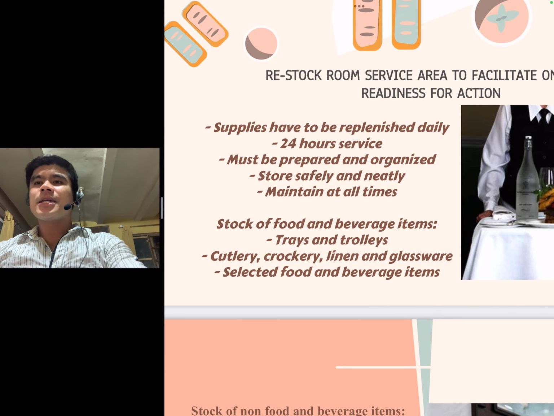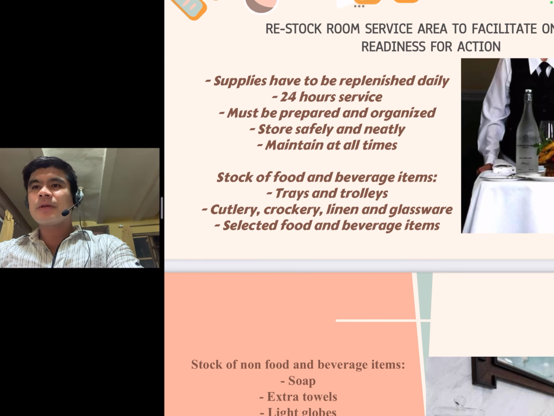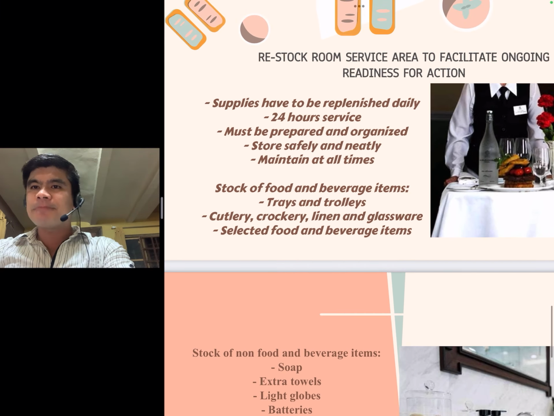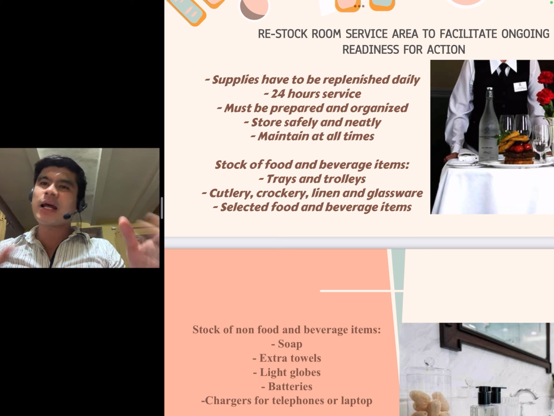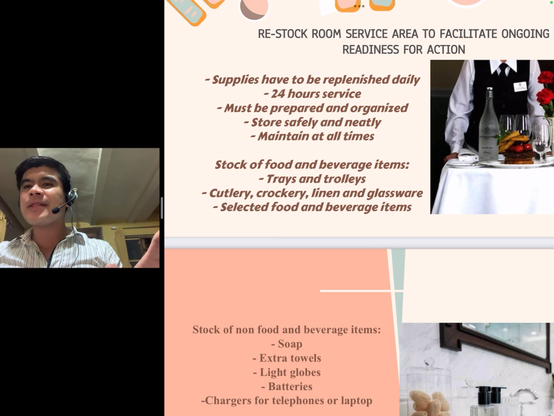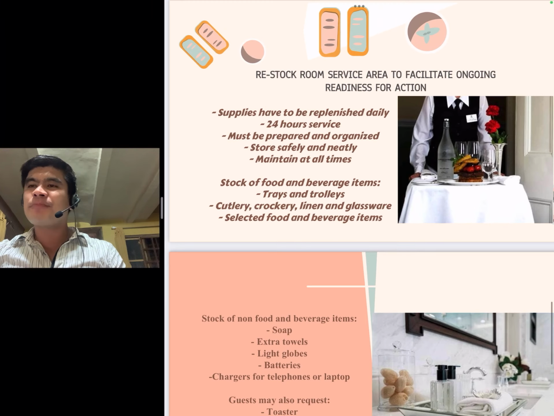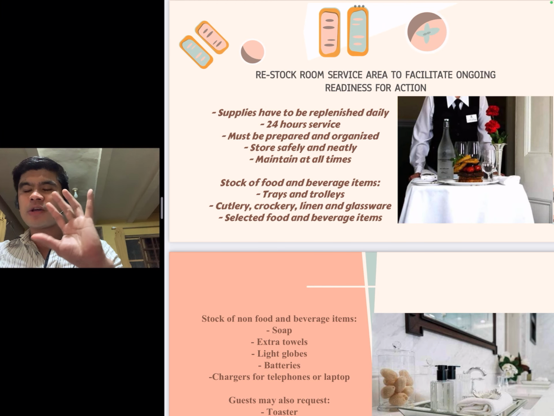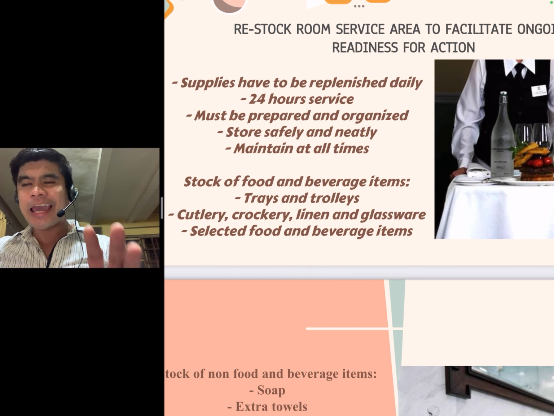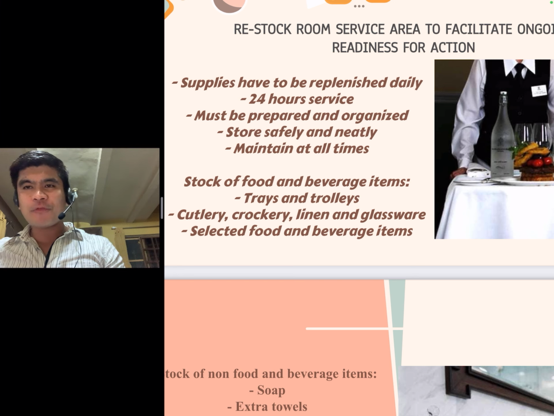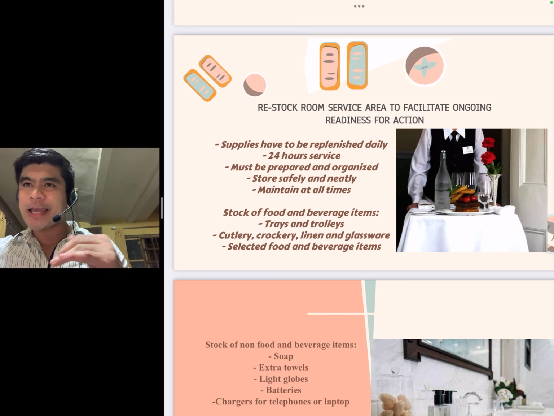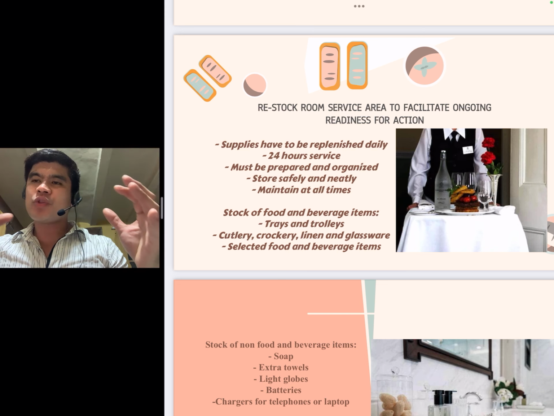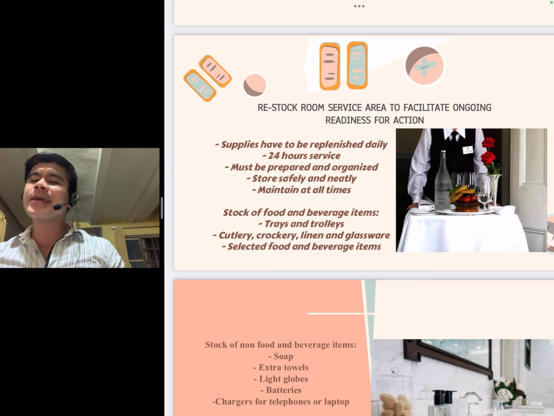Okay. Stock food and beverage if necessary. So trays and trolleys must be checked. Cutleries, crockery. Once again, crockery are the plates. Cutleries are the knives and forks. Linen has to be immaculate. The linen should be free of stains and free from any holes. Glasswares should not have any watermarks. And of course, the selected food and beverage items must be there whenever needed. That's how you restock the room service tray if provided by the company.